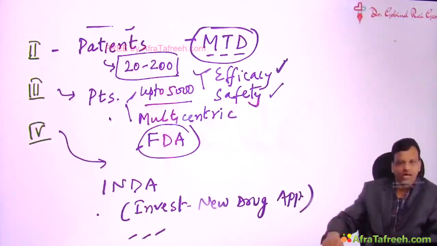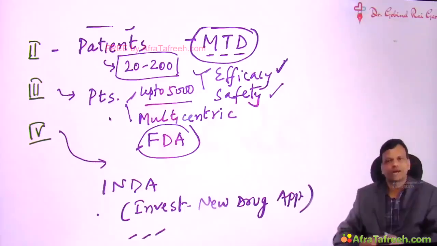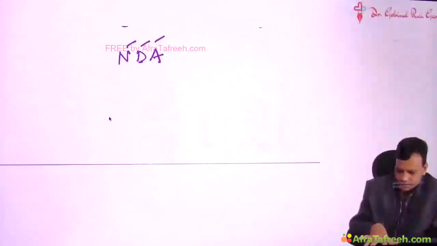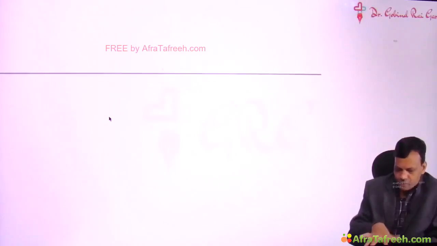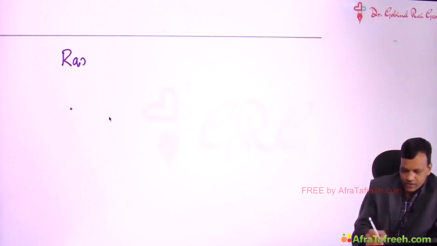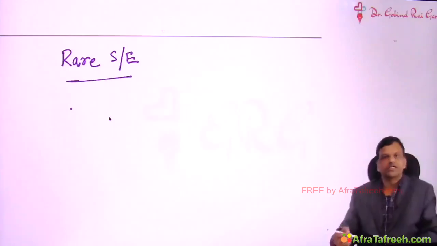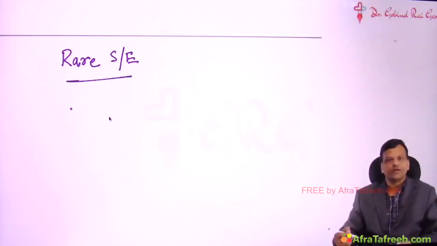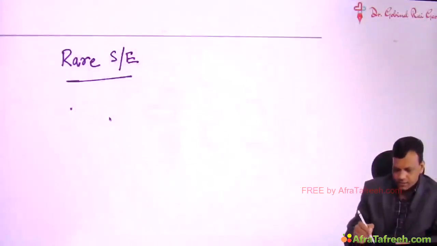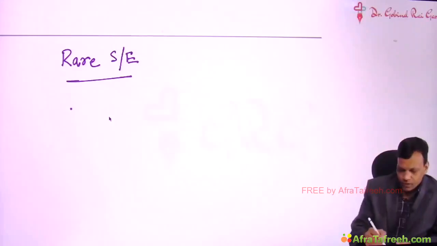So phase 4 trials are also called post-marketing studies because the drug has already come into market. Now what will we do in phase 4 trials? Phase 4 trials are mainly done to know the rare side effects of a drug. Now we can take a very good example. There was a drug called rofecoxib.